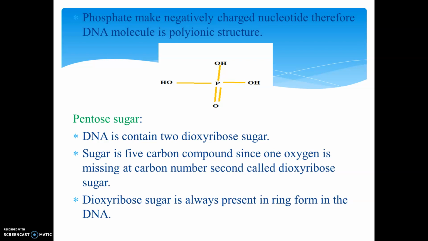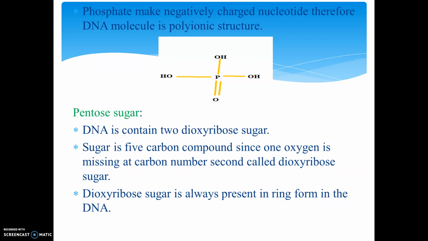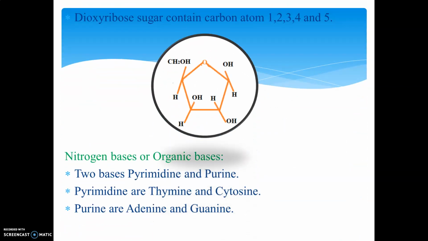Now we look at the second content of DNA, that is the pentose sugar. DNA contains 2-deoxyribose sugar. The sugar is a 5-carbon compound, and since one oxygen is missing at carbon number 2, it is called deoxyribose sugar. Deoxyribose sugar is always present in ring form in the DNA. Deoxyribose sugar contains carbon atoms 1, 2, 3, 4 and 5. Now this is the structure of deoxyribose sugar.